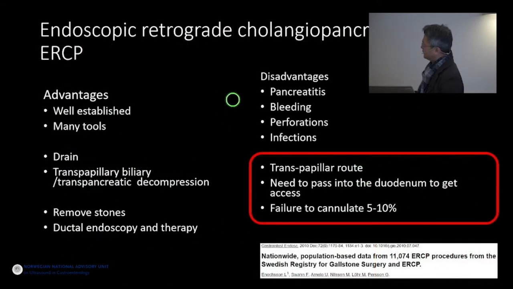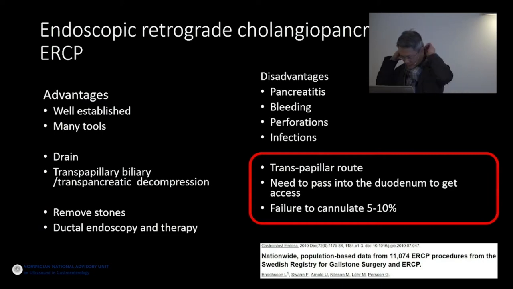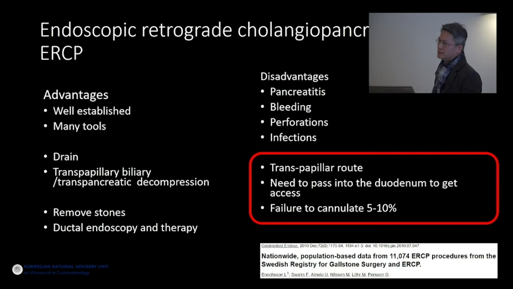There's a bunch of disadvantages. The most common side effect or adverse event from ERCP is pancreatitis, but even in the best hands, there's a failure rate of up to 10%. It's because you might have a tumor which obstructs the duodenum, or you have problems accessing the papilla.